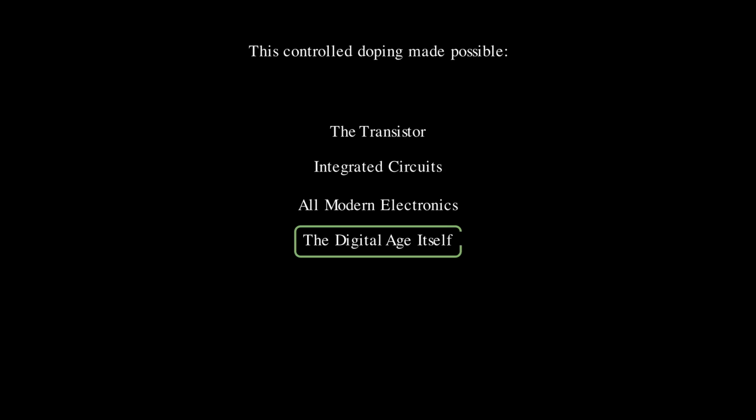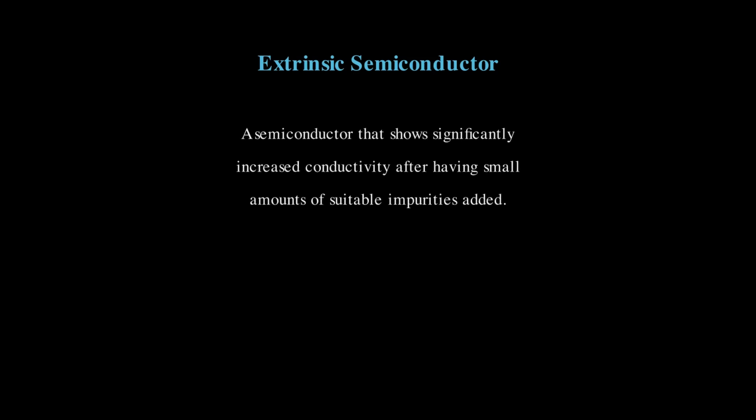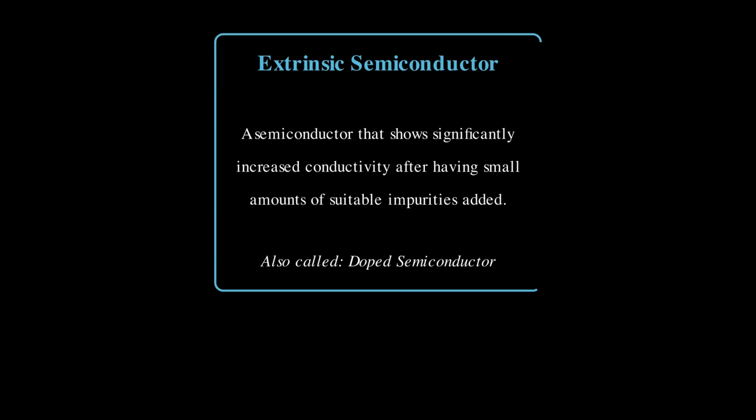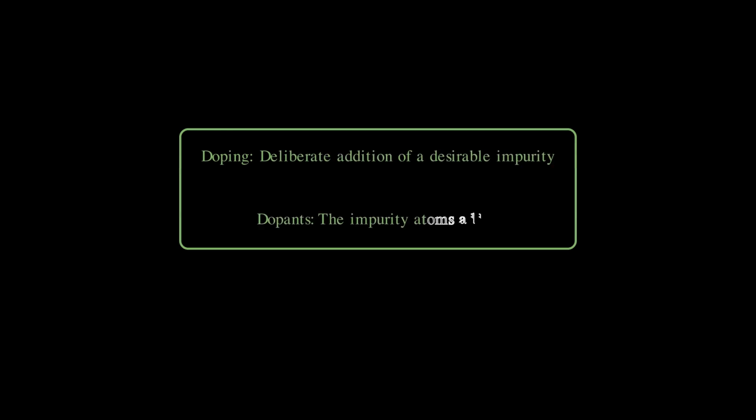This semiconductor, which shows a significantly increased conductivity after having a small amount of suitable impurities added, is called an extrinsic semiconductor or a doped semiconductor. And this deliberate addition of desirable impurity is called doping, and the impurity atoms added are called dopants. In the upcoming videos, we will discuss the doping process in detail.